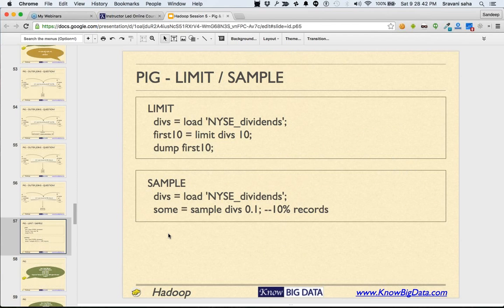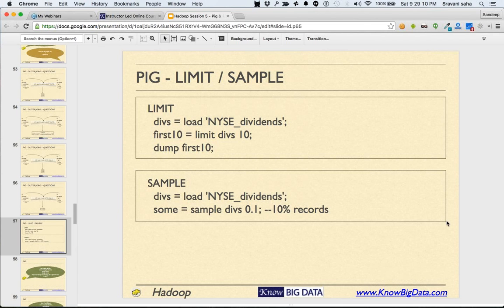Thank you. Sometimes we just have to take a few records out of the full data set. In those cases, we can use limit. So we can say things like limit divs 10. Okay, it will give us the first 10 records. If you want more records, we could say limit divs some other number. All right.